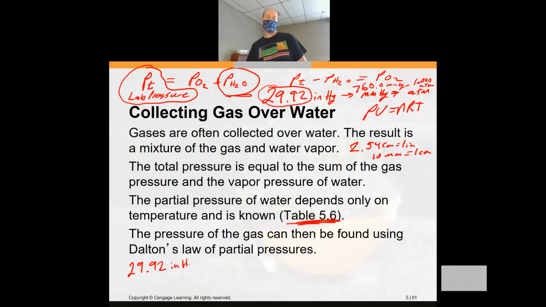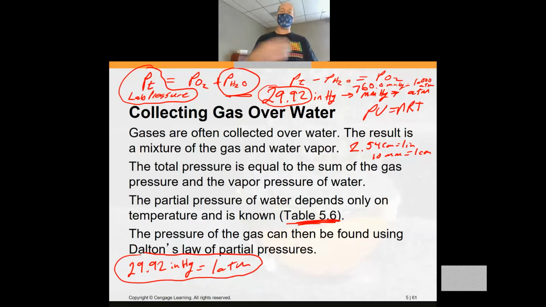So 29.92 inches of mercury is equal to 1 atmosphere. You don't have to memorize that, but it would be very helpful when you are converting your inches of mercury into atmospheres.